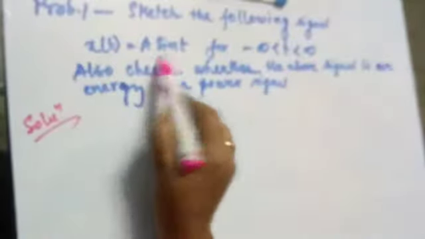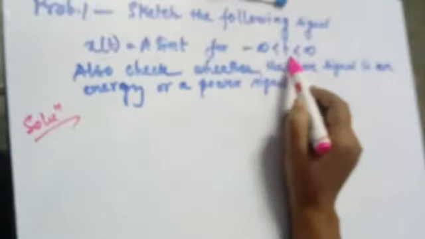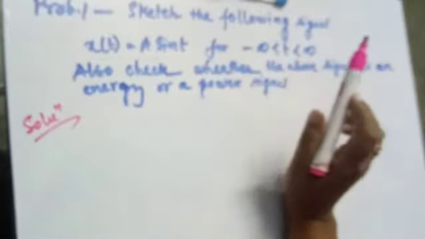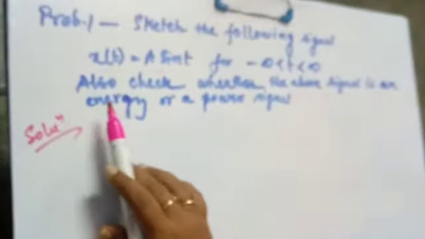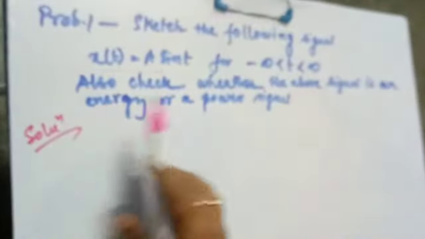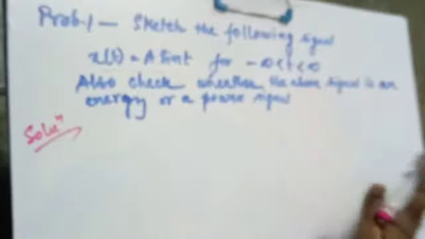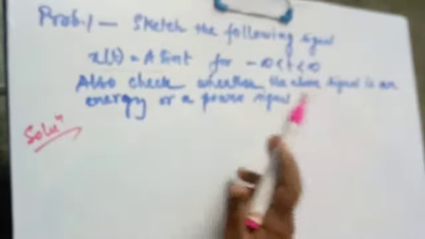Let's solve some problems related to this. So there is a problem for you. Sketch the following signal x(t) equal to A sin t, for t from minus infinity to infinity. That is your problem. There is another question: also check whether the above signal is an energy signal or a power signal.